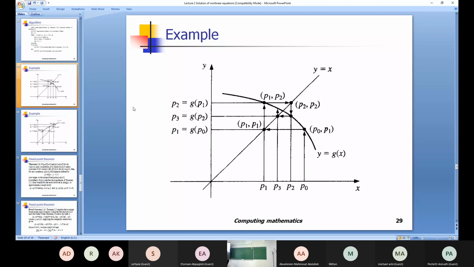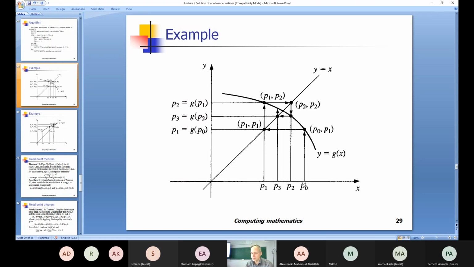Suppose that this graph is g of x. This line is y equals x. Again, the point of intersection between these two lines is a fixed point. We don't know it. We know that it intersects somewhere, but we don't know the exact value of this point.